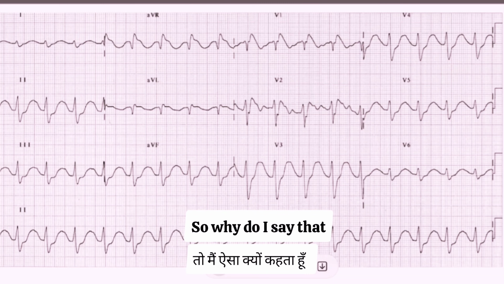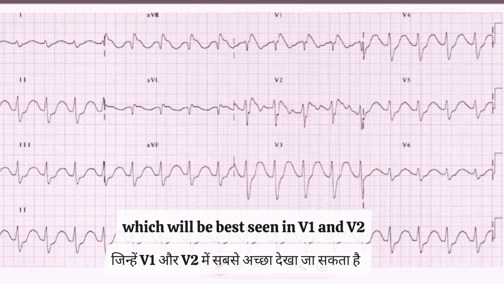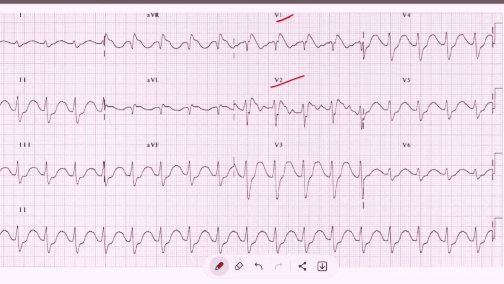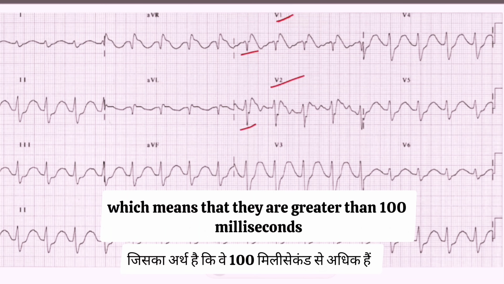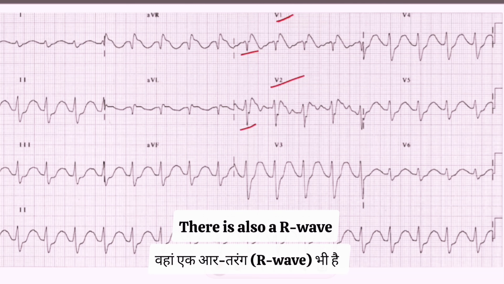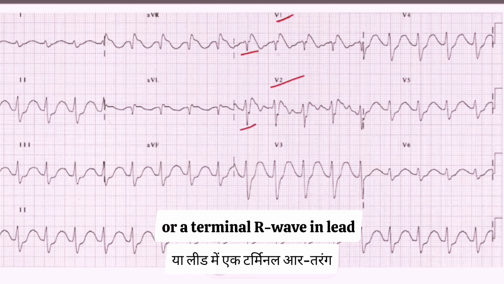So why do I say that? That there are P waves which are hidden inside the T waves, which will be best seen in V1 and V2. You can also see that the QRS complexes are broad, which means that they are greater than 100 milliseconds. There is also an R' wave or a terminal R wave in lead V1.